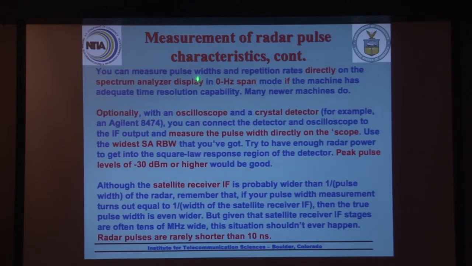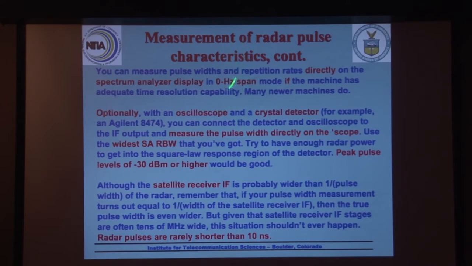So, you can measure pulse widths and pulse rep rates directly on a spectrum analyzer display in a 0 hertz span mode. In other words, just stay on one frequency. If the machine has adequate time resolution capability, a lot of the newer machines can go down to a few microsecond sweep time. Older spectrum analyzers are often limited to about a 20 millisecond sweep time, which isn't enough to really resolve everything. Is that the 8566 series? For example, yes, exactly.